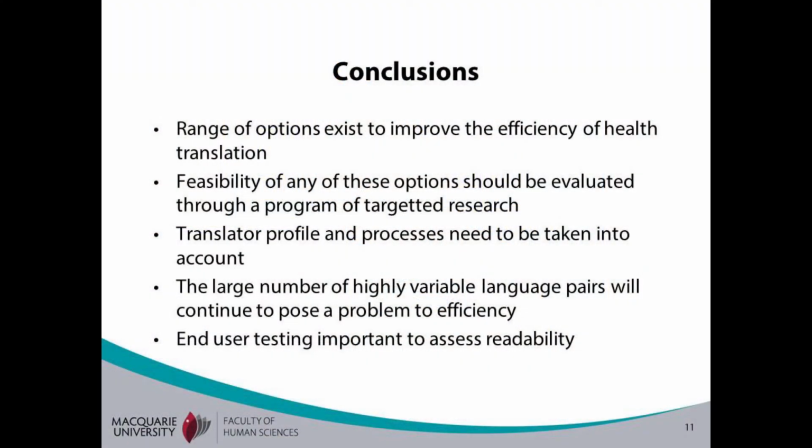There are a range of options, I think, to improve the efficiency of health translation, and it seems to me that feasibility will need to be evaluated through a program of research, as Anne has also suggested. I think the translator profile and the processes need to be taken into account. Obviously, if translators are using CAT tools, then that needs to be included in the study. What translation memory are they using? Can we develop translation memory and then test comparisons with machine translation and CAT tools plus translation memory?